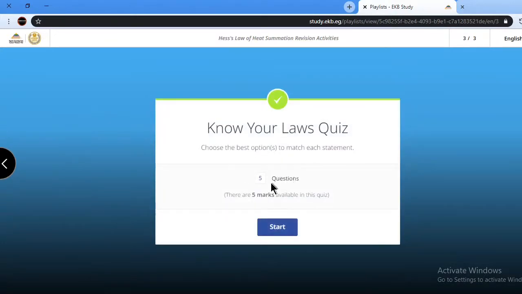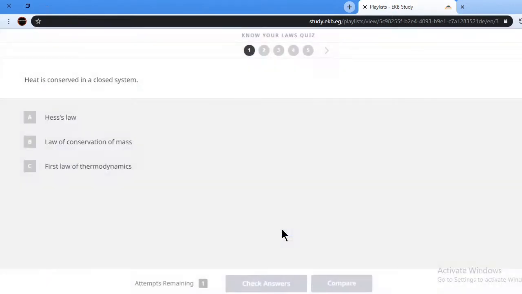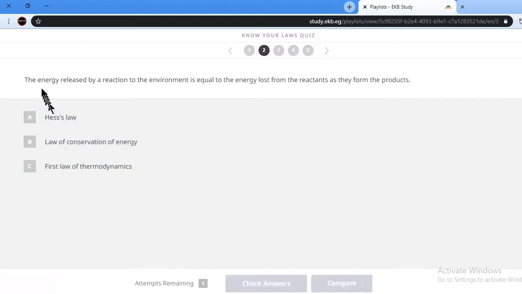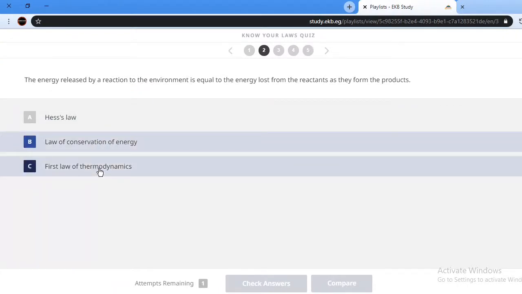There are 5 marks available in this quiz. Start. Heat is conserved in a closed system. First law of thermodynamics. The energy released by a reaction to the environment is equal to the energy lost from the reactant as they form the product. So this is the law of conservation of energy and the first law of thermodynamics.